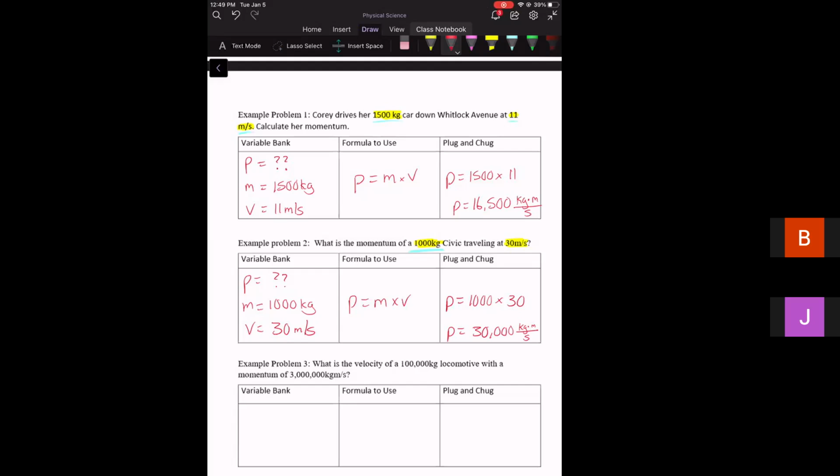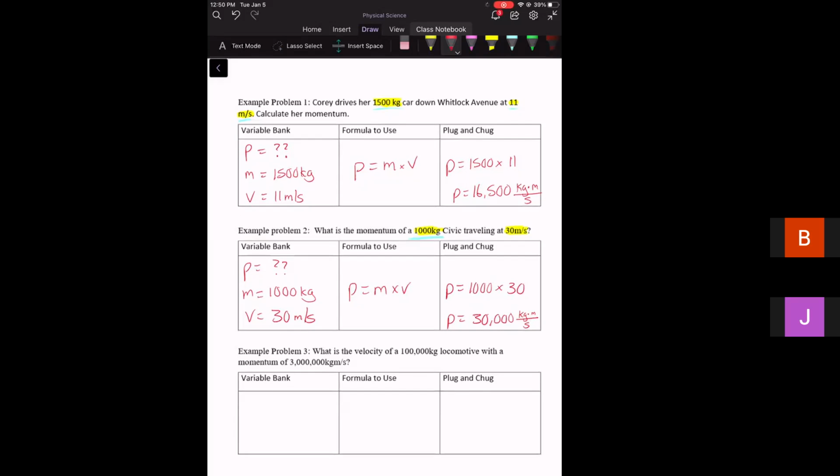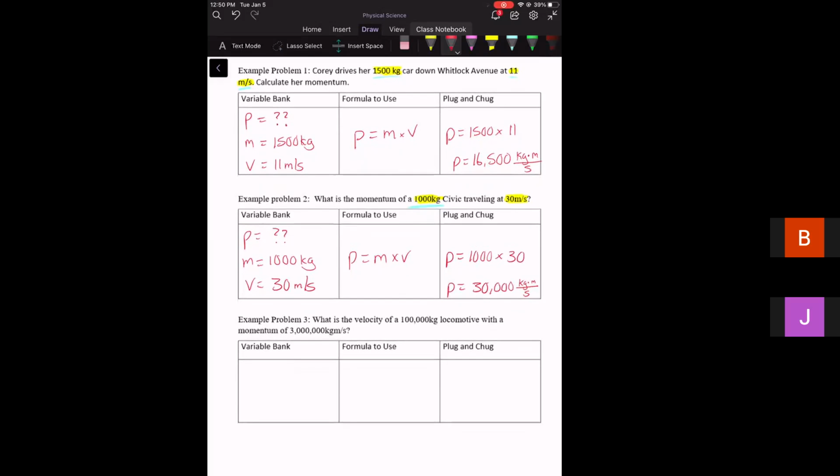All right, one more and then we'll be done. I want to do one where we don't solve for P. I'm going to scroll up just a little bit. This one says, what is the velocity of a 100,000 kilogram locomotive? Locomotive is just a train, with a momentum of, oh my goodness, 3 million kilogram meters per second.